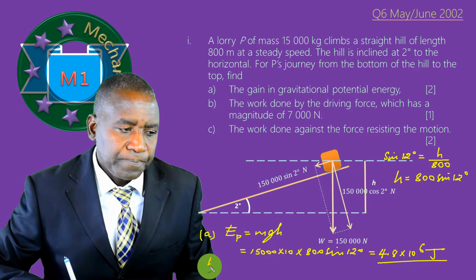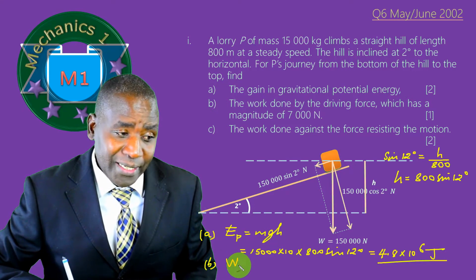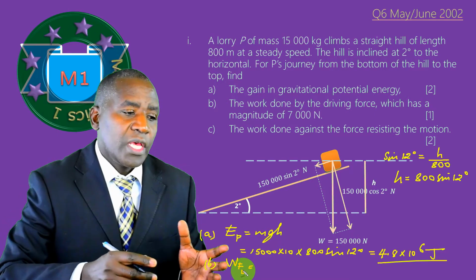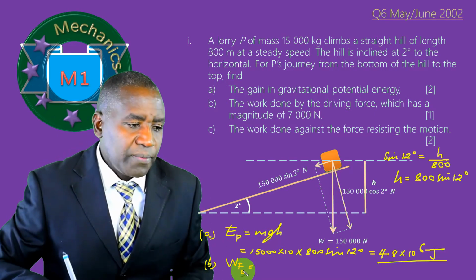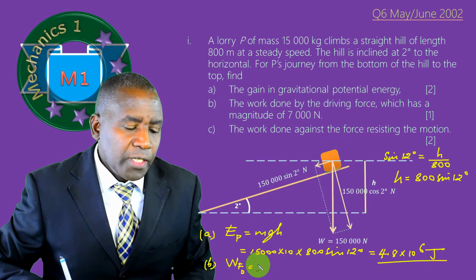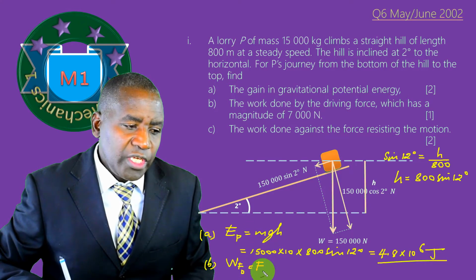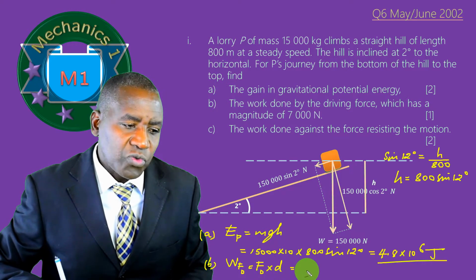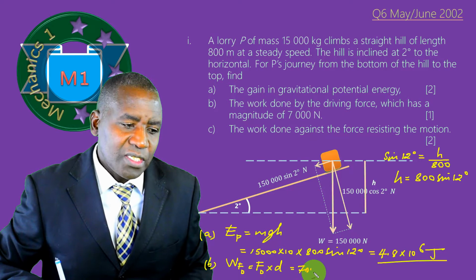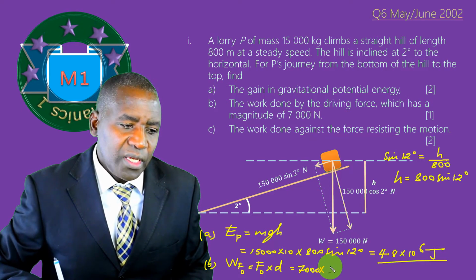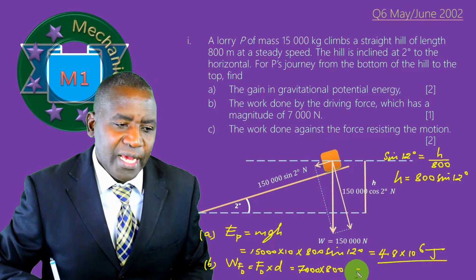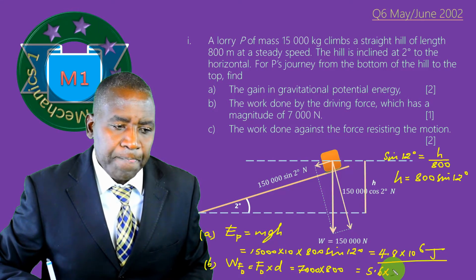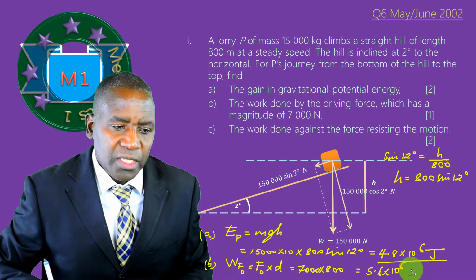Part B, which is the work done by the driving force. I'm using those symbols. It's the same symbols I've used in my course. It's going to be equal to the driving force itself times the distance moved by the driving force. And this one will be 7,000 times 800. And I got 5.6 by 10 raised to power 6 joules.